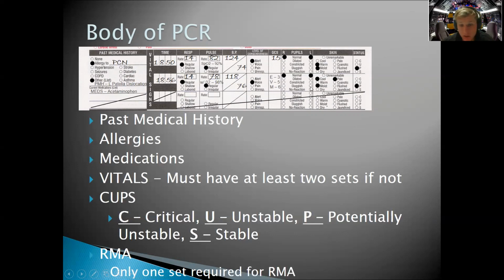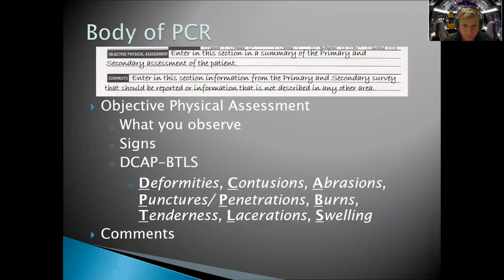Pupils, see here. Skin, you have an array of options. And status, we have critical, unstable, potentially unstable, and stable. I would argue to say that no patient is stable if they are calling EMS, but it is up to your discretion. RMA, only one set of vital signs is required for an RMA, so you don't have to waste too much time getting 2 sets of vital signs for a patient that wants to RMA.